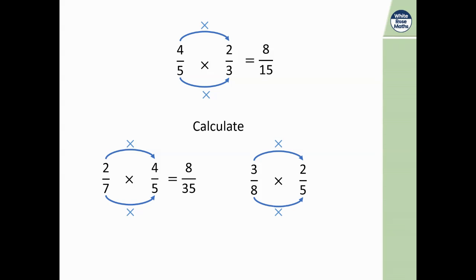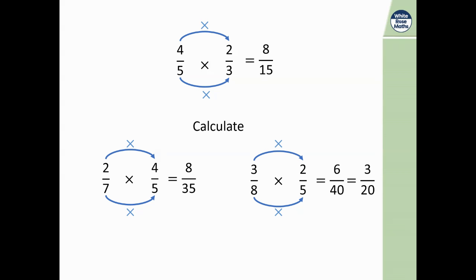3 times 2 and 8 times 5. So 3 times 2 is 6, and 8 times 5 is 40. Now, both of those numbers are even, so is it possible that we can simplify them? If we halve them, we get 3/20. 3/20, can we go any further? No.